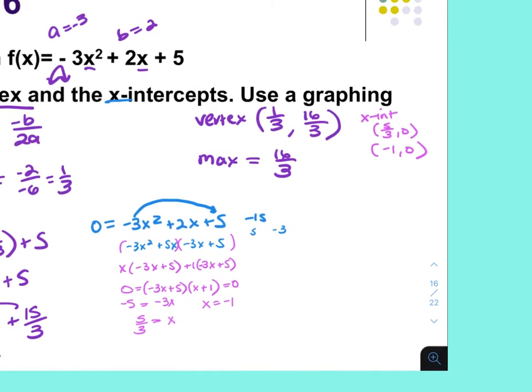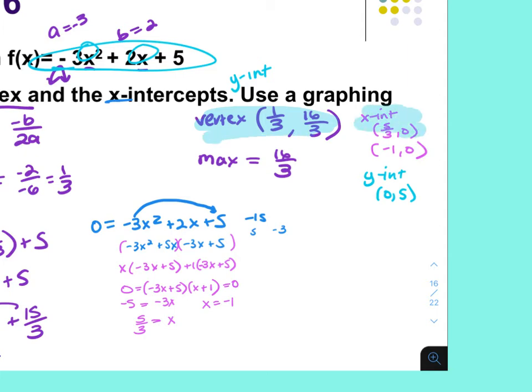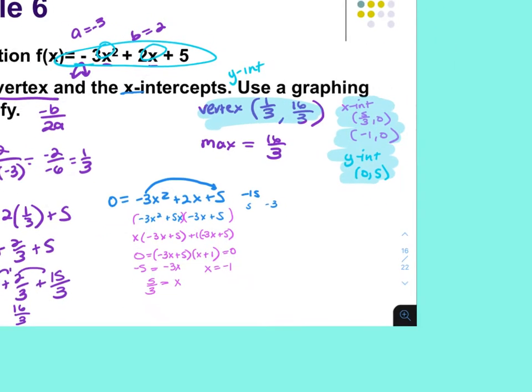It doesn't say to do it, but let's do the y-intercept because that one's easy. From quadratic form, if I just plug in a 0, the x terms are gone, and my y-intercept is 0, 5. So the y-intercept is super easy, probably the easiest thing to get from quadratic form, not standard form. It's not as easy from standard form. So now I've got my vertex and my intercepts.